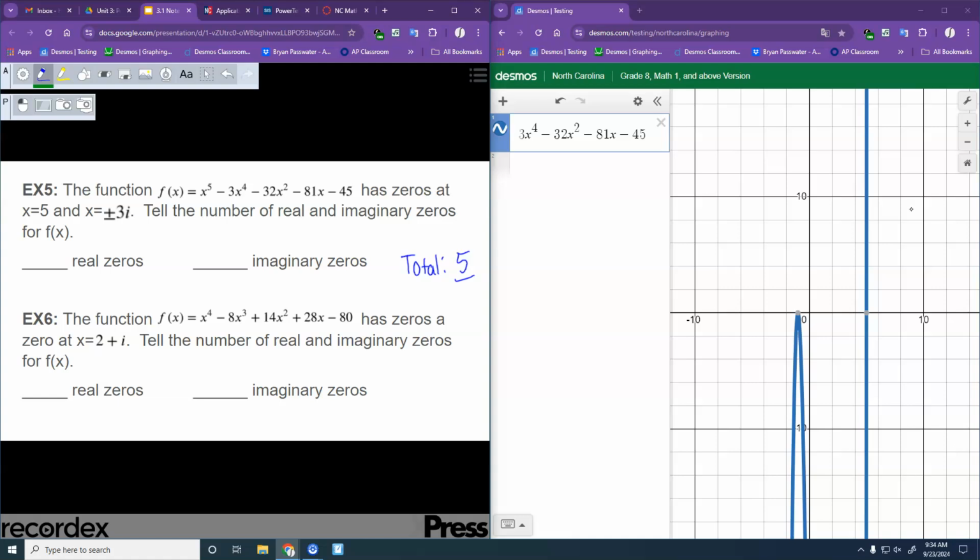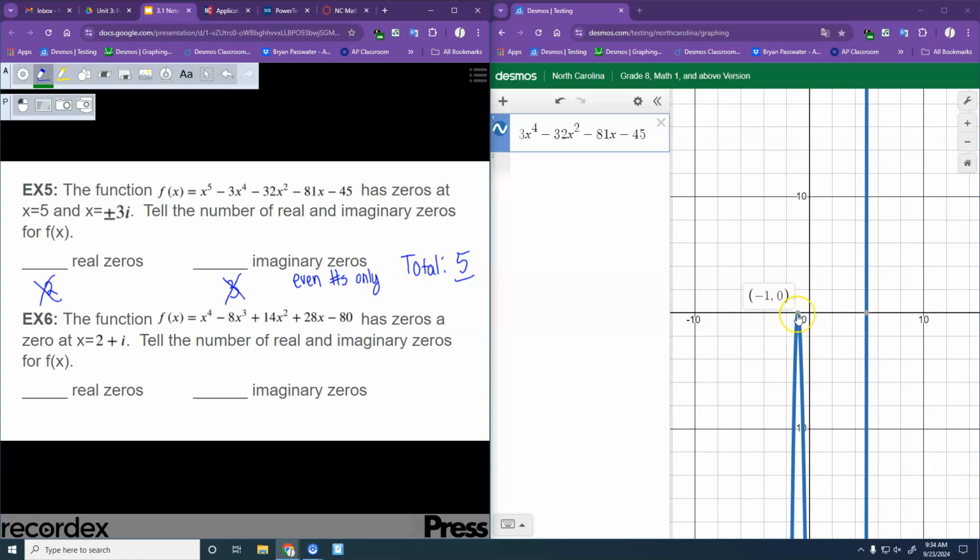So could I do 2 here, 3 here? That adds up to 5, but it does not work. Why does it not work? What did I say about those imaginary zeros? Even numbers only. This will not work. It is not 2 and 3. It feels like it should be because I can only see 2 zeros right here.